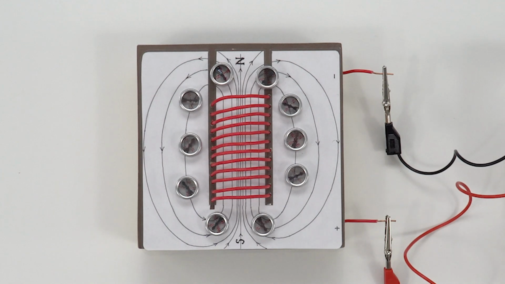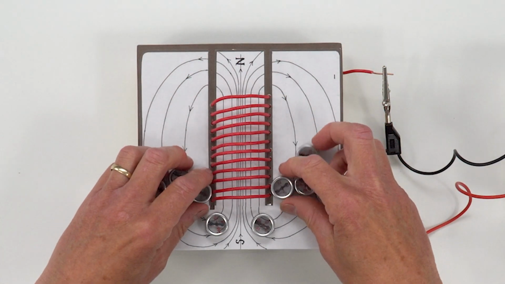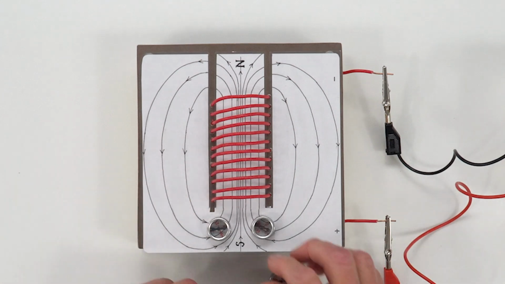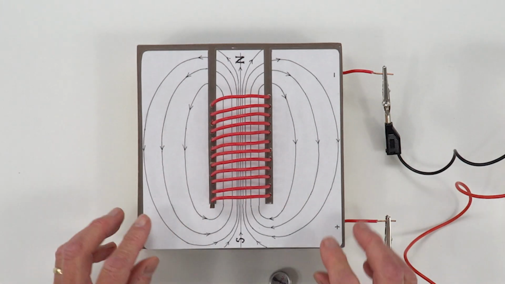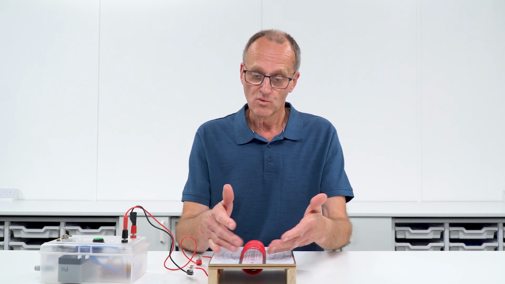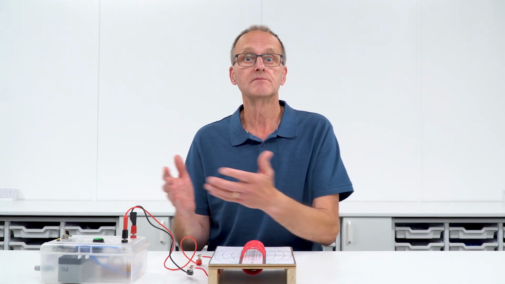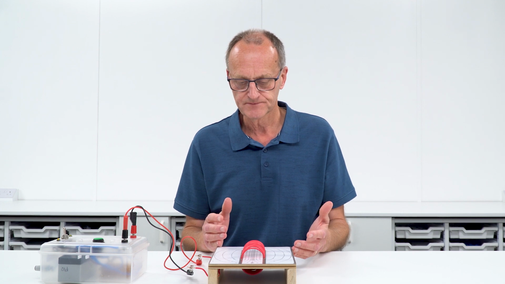Okay, quite a reaction from the compass needles there. Just remove those and then you can see the shape of the field on my card overlay here. In fact, what you end up with is a magnetic field which is shaped very much like that of a bar magnet, except now it's an electromagnet.